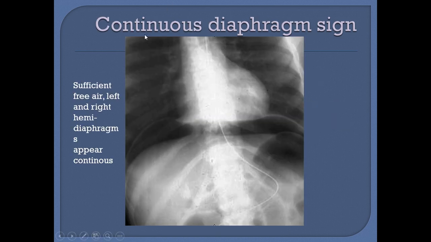Continuous diaphragm sign. If sufficient free air is present under both left and right hemidiaphragms, then you can see this sign. This is the left hemidiaphragm, this is the right hemidiaphragm, this is the free air, this is the stomach bubble, and you cannot see any gap between the left and right hemidiaphragm.